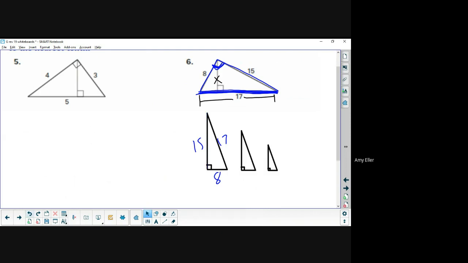I'm going to repeat this for the next triangle. So here's another triangle. Where's the right angle? It's right here. So I'm about to find the hypotenuse, 15. This side, I don't know. Long side, I don't know. The shorter side is x.